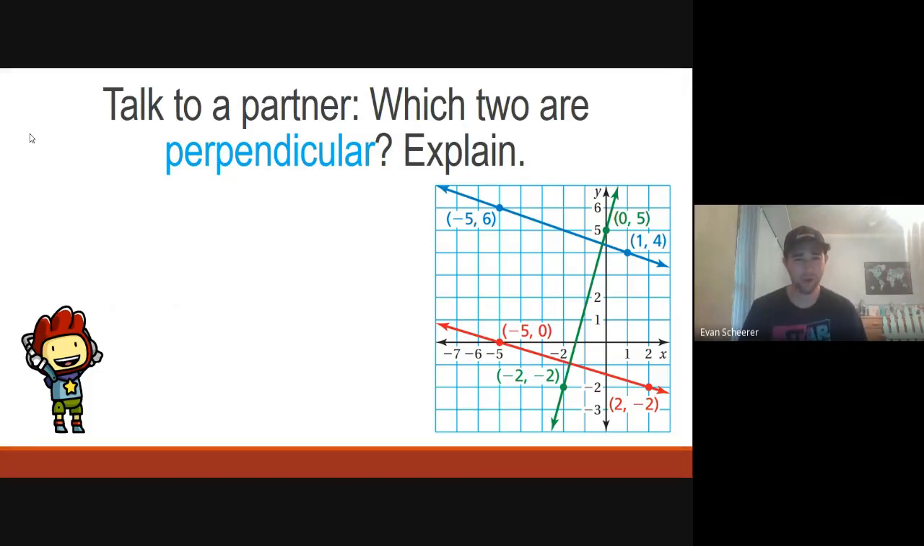Now, I know, at least you guys should know, blue and red are not perpendicular. They don't look like they're going to meet at 90 degrees. In fact, they almost look parallel. They don't look quite parallel, but they look pretty close to being parallel. So either blue and green are going to be parallel or red and green are going to be parallel, right? So we only need to do those two.